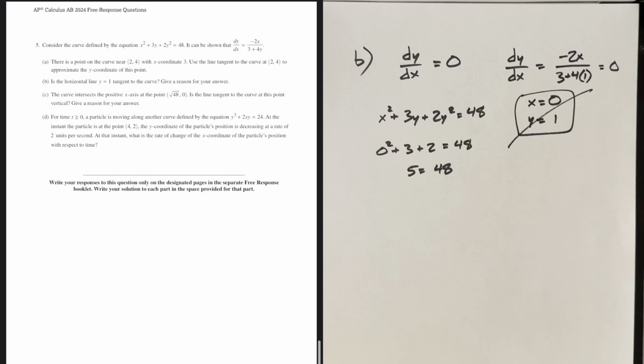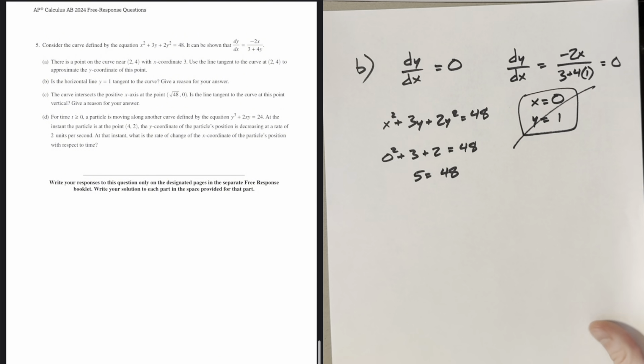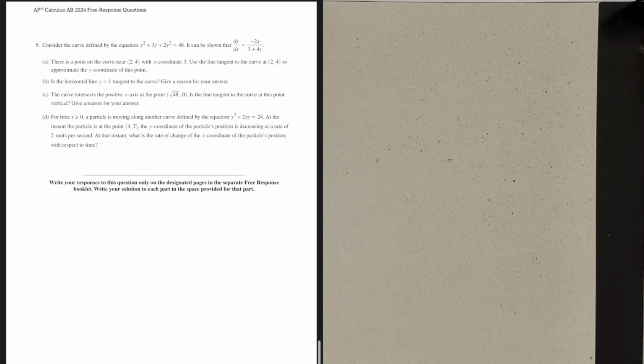So you can go either direction and get the correct answer. If you find a point that's on the curve, the derivative won't equal 0. If you make the derivative equal 0, then our point won't be on our curve. So it just doesn't work out. So that would be our answer to part B.